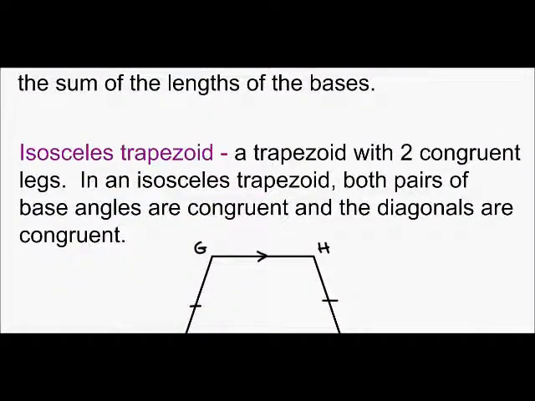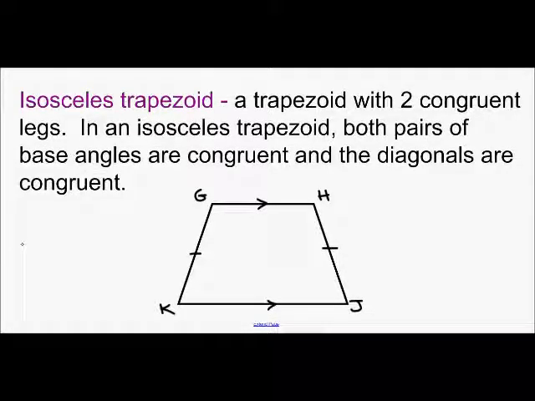An isosceles trapezoid is a trapezoid with two congruent legs. So you see my parallel sides, and my two legs are marked congruent with my little tick marks. In an isosceles trapezoid, both pairs of base angles are congruent and the diagonals are congruent. So my base angles are here and here, so those are going to be the same, and here and here. And since the diagonals are congruent, I can say GJ is congruent to HK.